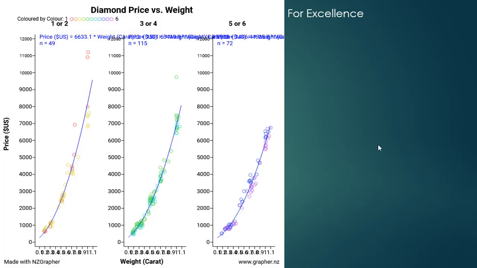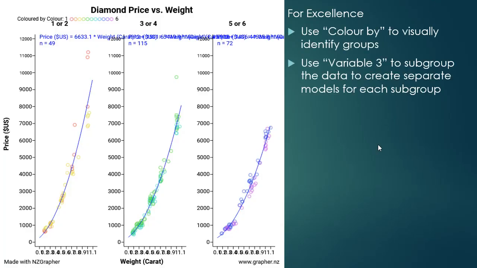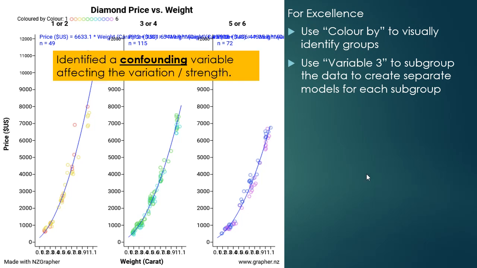So just to recap, for excellence, we can use the colour by to visually identify groups, and we can use the variable 3 to subgroup and create separate models for each subgroup of data. So what we've done here is we've identified a confounding variable. The colour variable has affected the price of the diamonds, and so by separating them into groups by colour, we've removed the confounding variable and we've fitted the 3 different models.